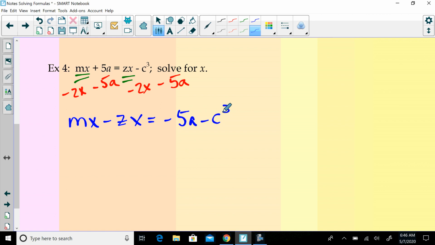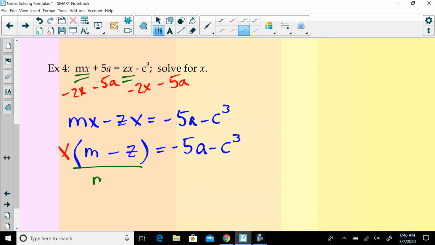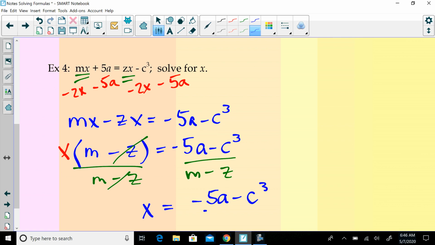Last thing I'm going to do is I need to get the x separate from the m and the z. So think about that x as the greatest common factor. So we're going to take the x out. And if we factor the x out, we would be left with x times (m minus z) equals negative 5a minus c to the third. And then lastly, to isolate that x, we're going to go ahead and divide both sides by m minus z so that we can cancel it on the left and just finally be left with x equals negative 5a minus c to the third over m minus z.